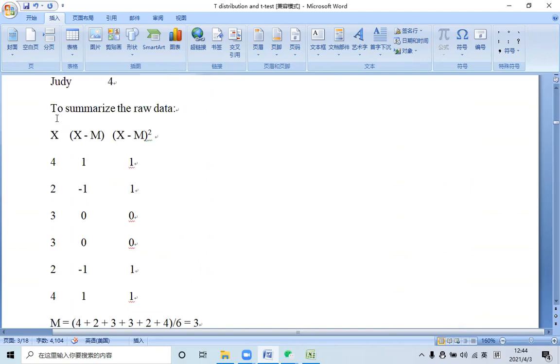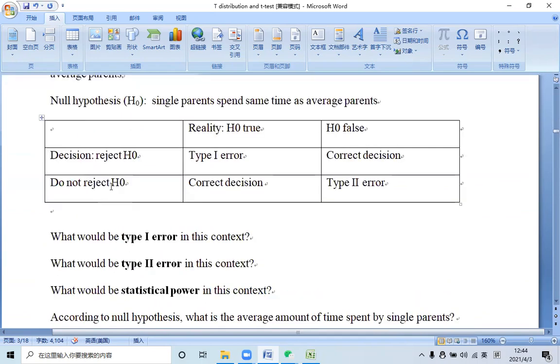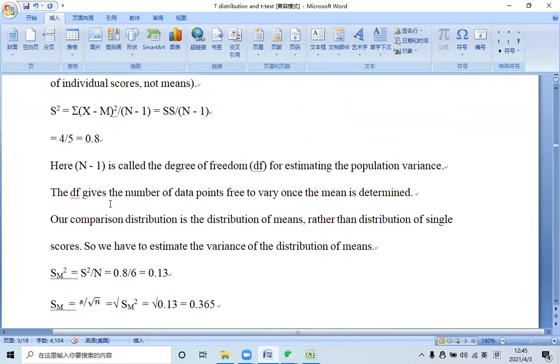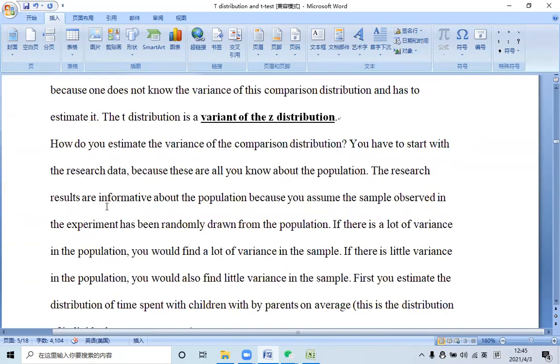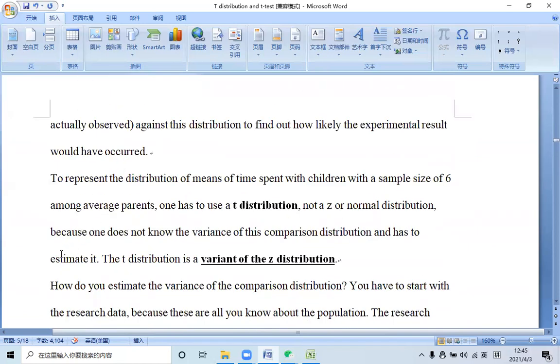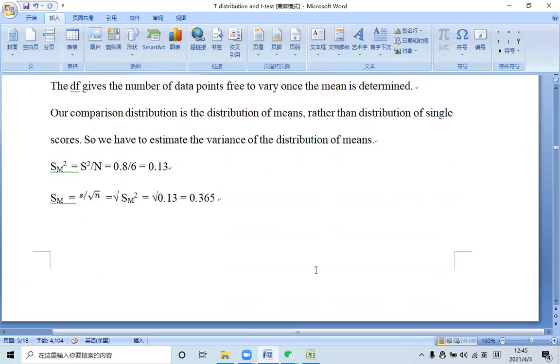In this case, we have a sample of 6 people. These 6 people offer a standard deviation. We can make an estimate of the standard deviation of the population from the sample, from the 6 people we actually observe. So that is why we use the t distribution. The t distribution is a variant of the z distribution. It is very similar to the z distribution.